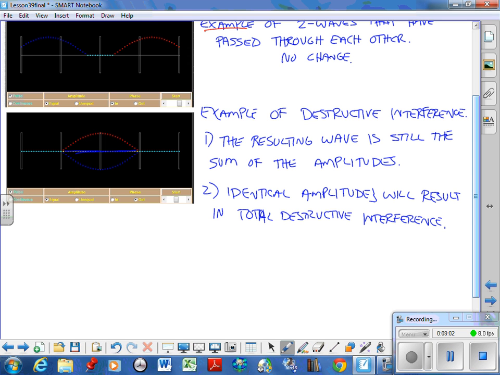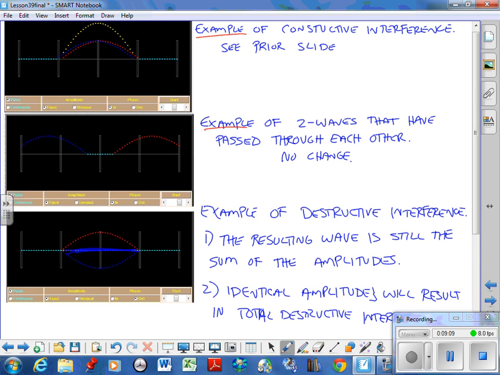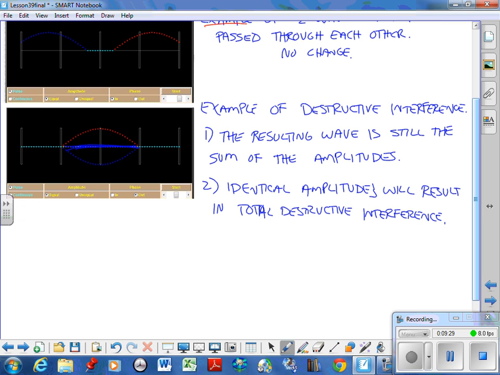So destructive interference means that we end up with no wave at all when they interact. Constructive interference, we end up with what's called a supercrest or a super trough. So when we have that complete constructive interference, we call them supercrests and super troughs. All right, and that's the counterpart or the opposite of a nodal point. So there we are.